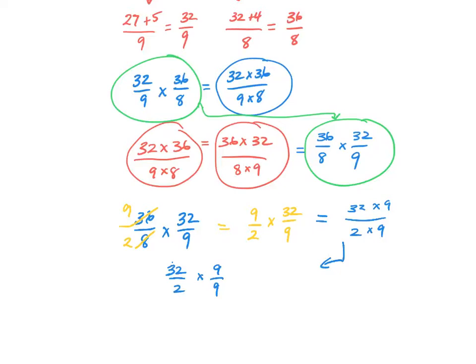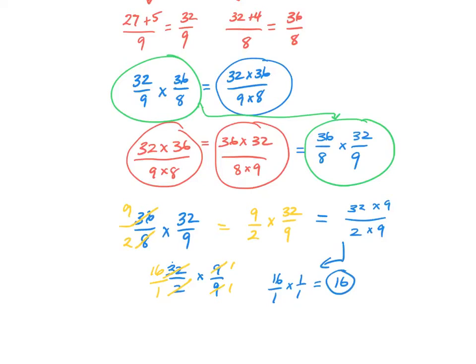And now I might notice that in both of my fractions I have common factors. In this fraction on the left I have a common factor of 2, so if I pull out a 2, this is 16, and this becomes a 1. And on the right hand side I have a common factor of 9, so if I pull out a 9, this becomes a 1, and this becomes a 1. So now my new fractions are 16 over 1 times 1 over 1, so my answer is 16.